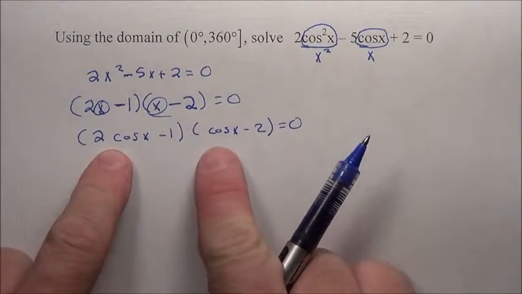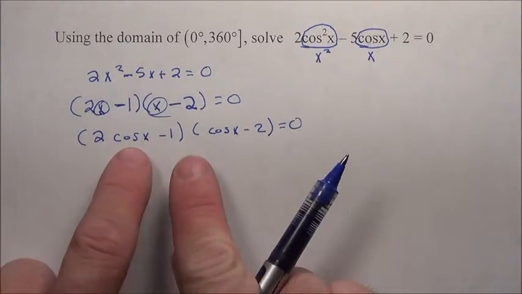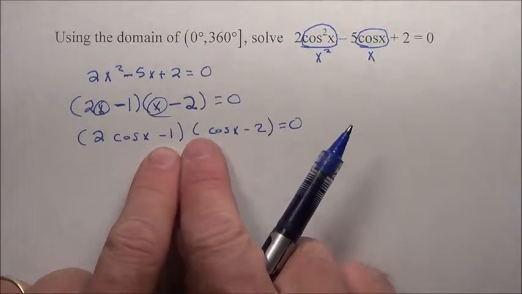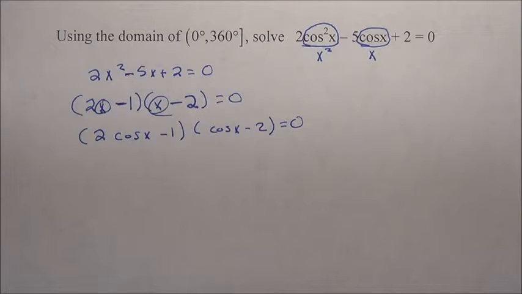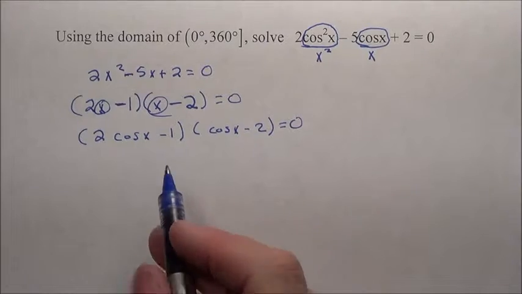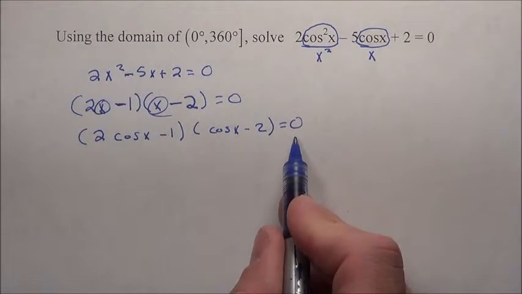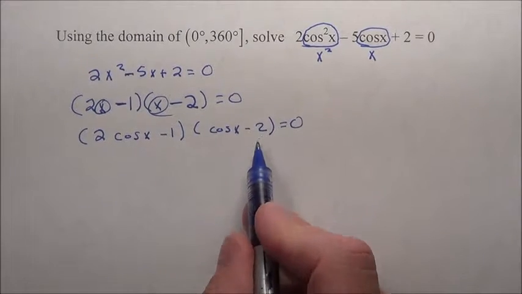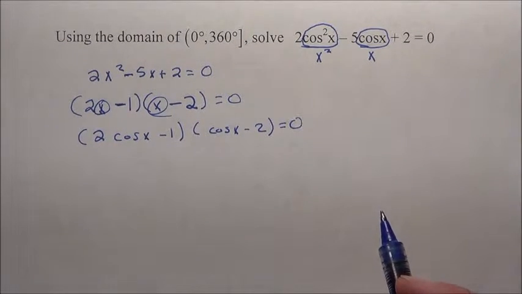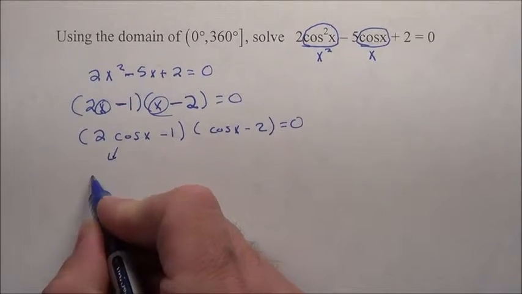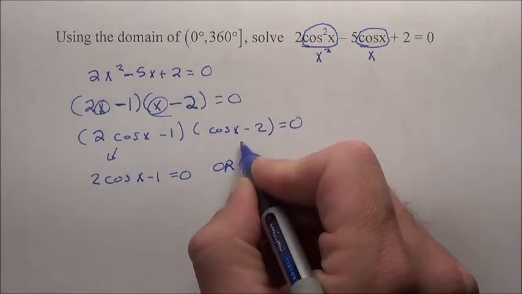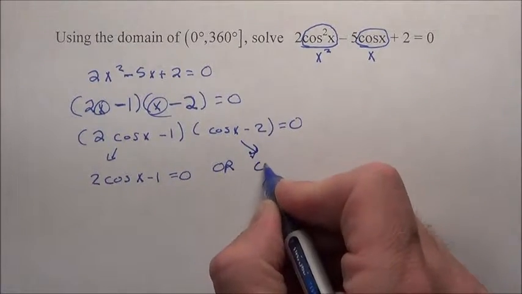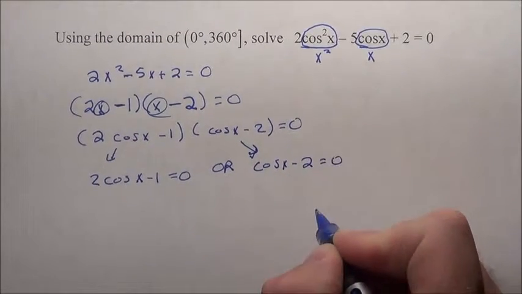And notice 2 cosine of x times the cosine of x is 2 cosine squared. That'd be minus 1 cosine of x. Outer would be minus 2 cosine of x, which gives you minus 5 cosine of x. And then the negative 1 times negative 2 will give you the positive 2. Now we have this times this is equal to 0. That means either this is 0 or that's 0. The only way two numbers multiply together to give you 0 is if one of them has to be a 0. So this 2 cosine of x minus 1 has to be a 0, or this piece, cosine of x minus 2, has to be 0.